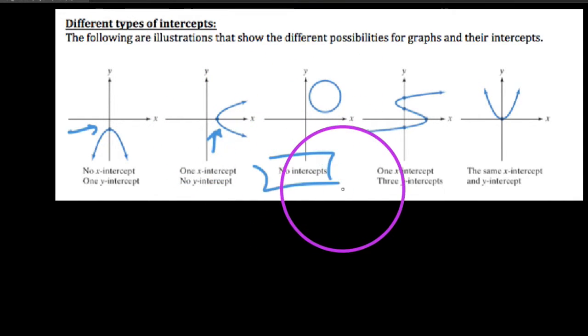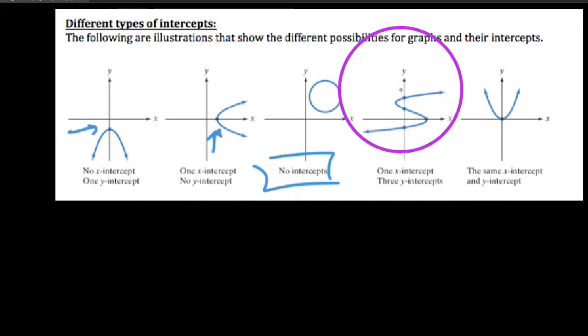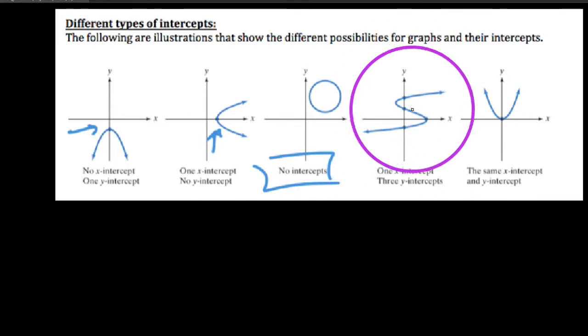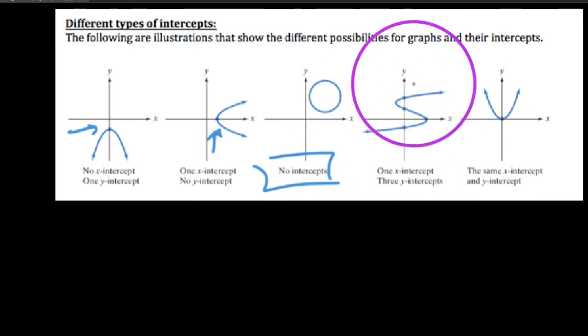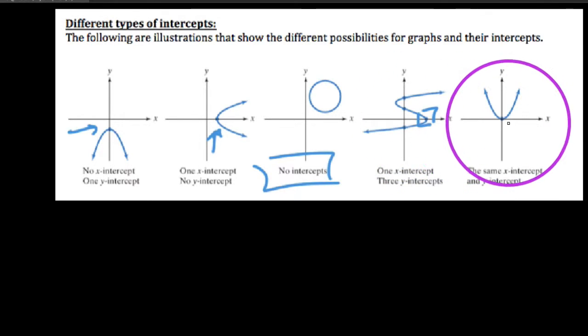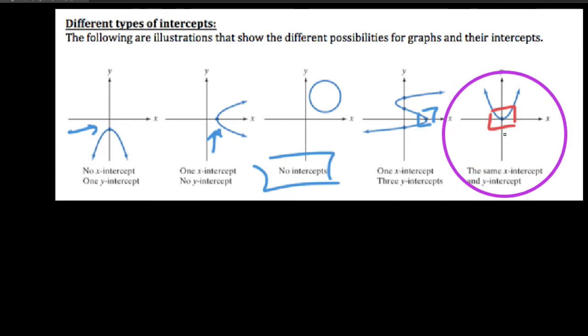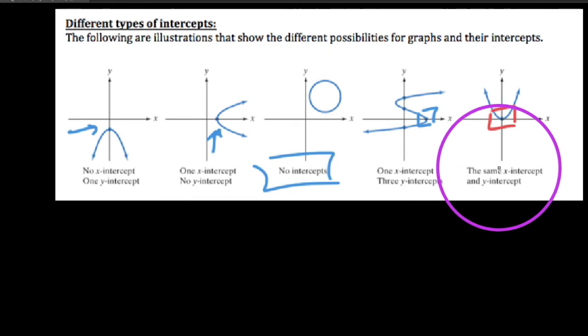It could certainly have no intercepts. Or we could have something that's not a function, like this sideways cubic looking thing here. It has 3 y-intercepts and a single x-intercept. And then this last one here, just remember, if it ever hits at the origin, it's classified as both the x and the y-intercept. Cheers.